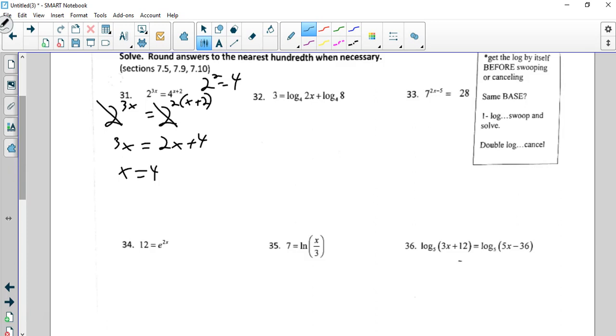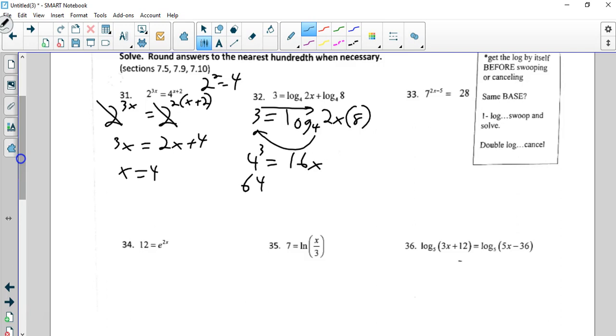32. Remember, the key to these problems is condense, condense, condense. Don't cancel logs, don't squish and flick until you have one log. So plus means times. I'm just going to have 2x times 8. Now I could write another line and make that 16x, or just do it in the next step. Now I'm going to squish and flick, and I'm going to do that because I only have a log on one side. So that's 4 cubed equals 16x. 4 cubed is 64. I divide by 16, x equals 4 again.